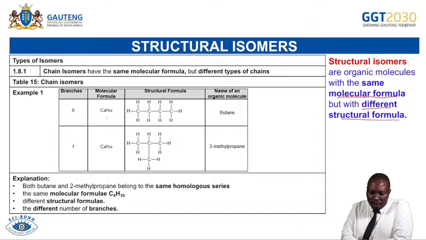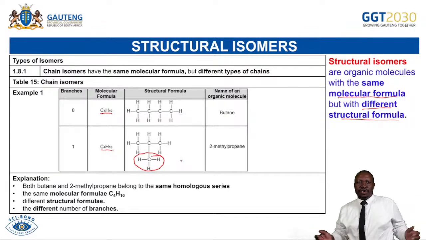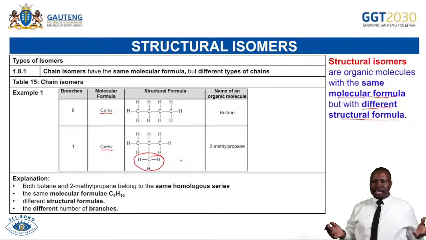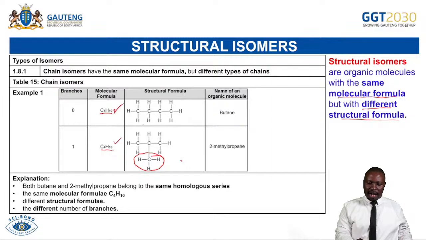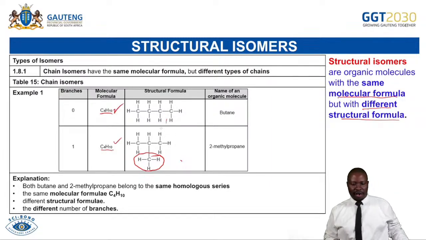You're able to see that we're given there a butane, and each isomer has a branch. So when you have a branch, you know that those are isomers, provided the molecular formula is the same. Same molecular formula, but different types of chain, because this is unbranched, this is branched, so it's different types of chain. This chain and this chain are different, hence we are saying chain isomers. They have the same molecular formula, which is correct here, but different types of chains. I hope you got that.